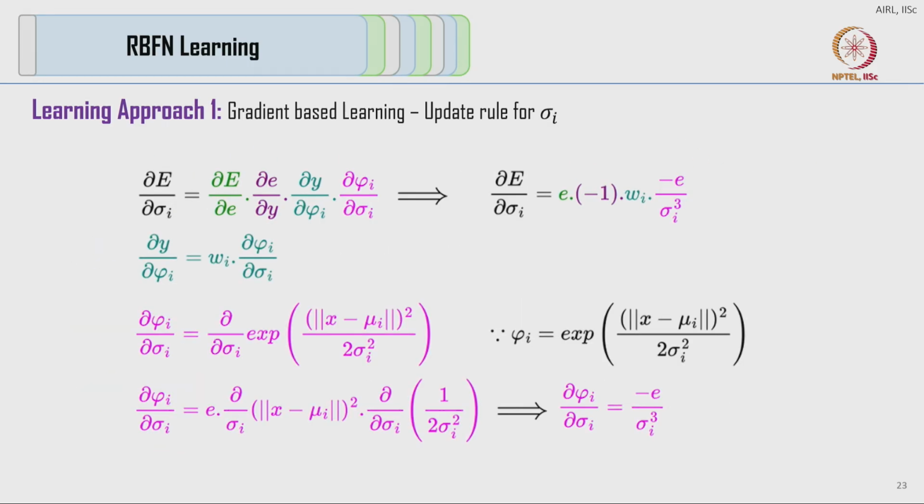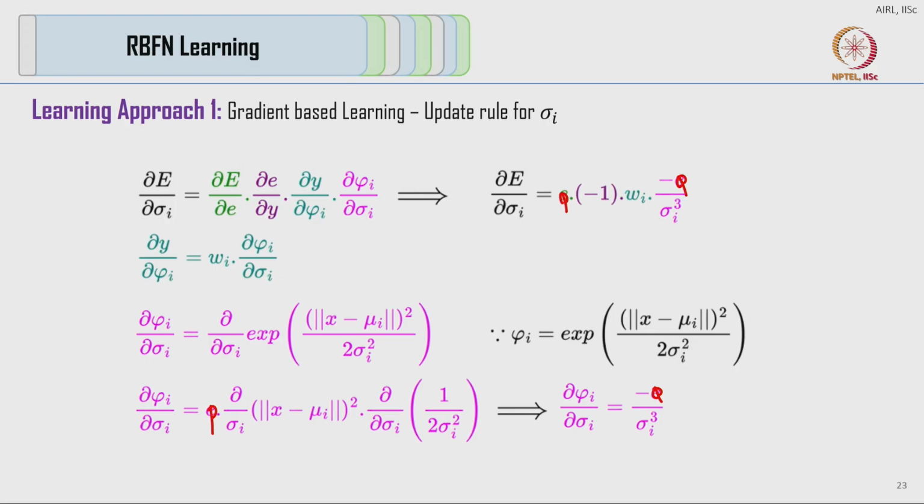Similarly, I can do it for width, I can get the update rate. Sorry, this is not e, this is φ. So if I am going to differentiate with respect to width σi, ∂E by ∂e, ∂e by ∂y, and ∂y by ∂φi, ∂φi by ∂σi. So I am trying to derive that part. ∂φi by ∂σi is very important, the rest of the things remain the same.